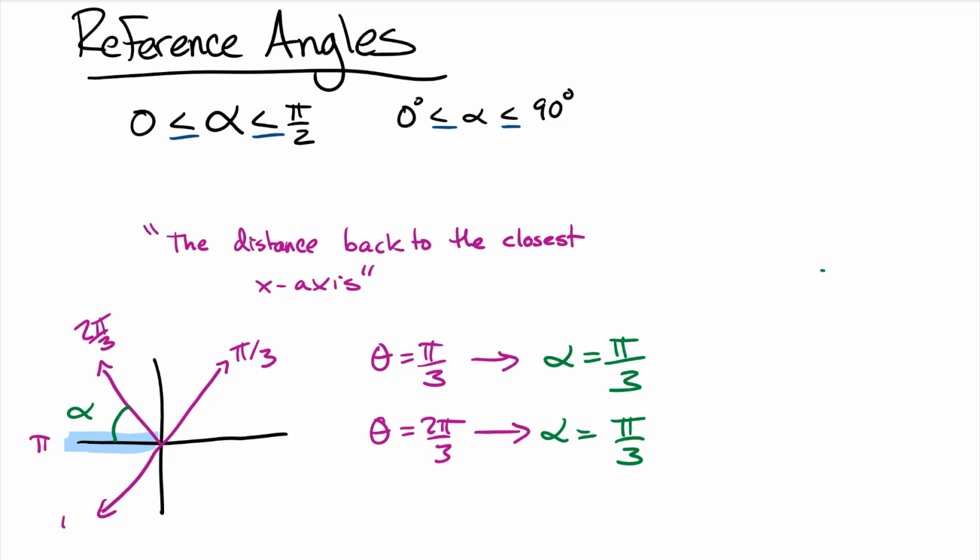Let's choose 4 pi over 3. Now, where's the closest x-axis? That's right. It's over on the negative side. So now we have to figure out, well, how far is it from 4 pi over 3 to 3 pi over 3? You know what I mean? What could that be? Dude, it's pi over 3.